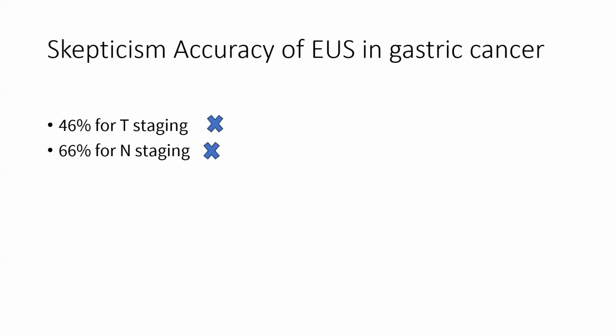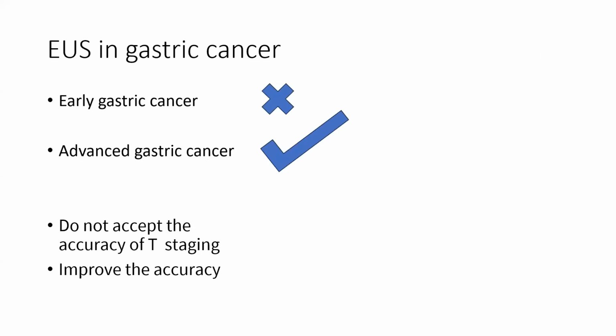Now coming to gastric cancer. There is skepticism about the accuracy of EUS in gastric cancer, reported as 46% for T staging and 66% for N staging. But I have to say some things. In early gastric cancer, people say no, don't do it, there is no role of endoscopic ultrasound, but I would say yes, there is. And in advanced gastric cancer, they don't refute it. Everybody says, okay.